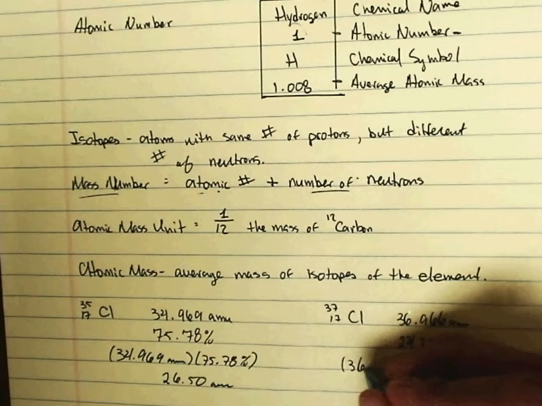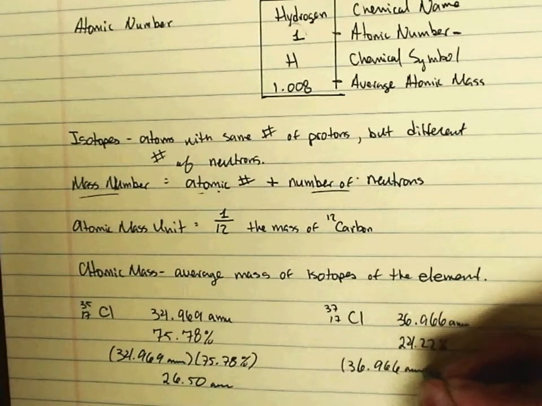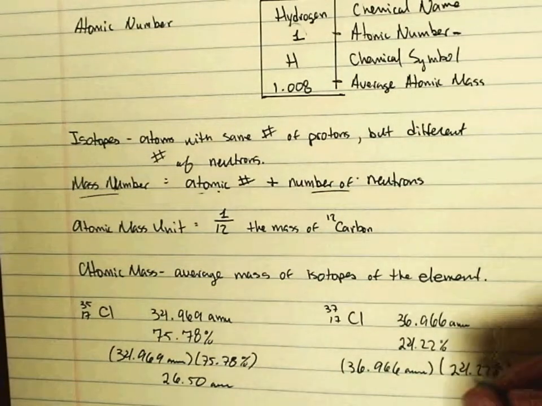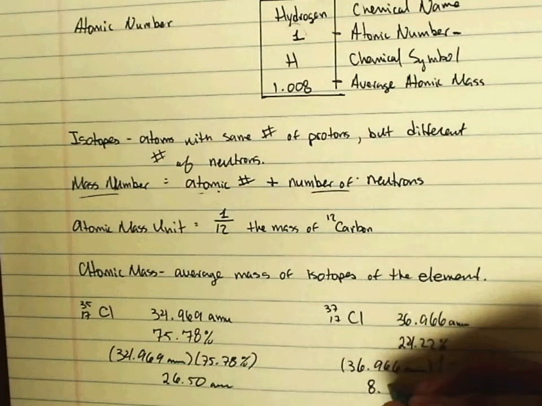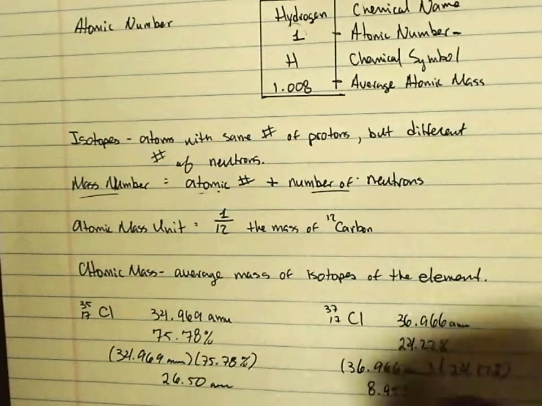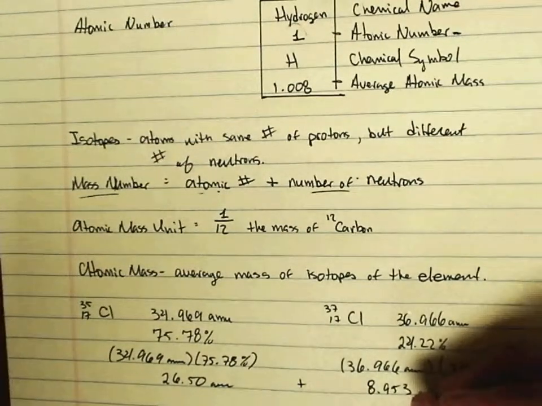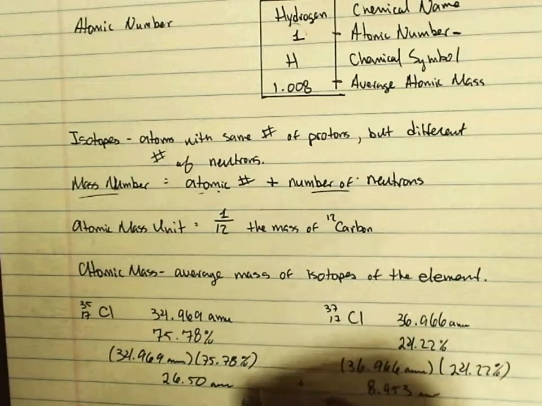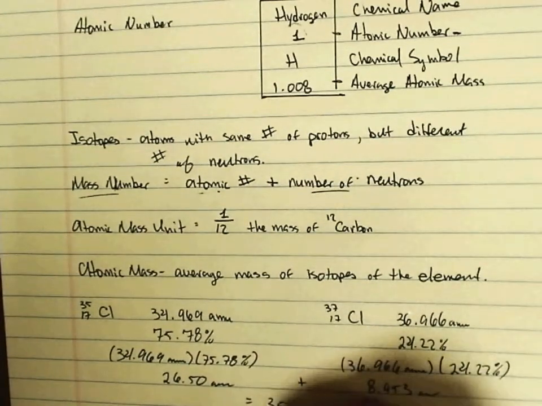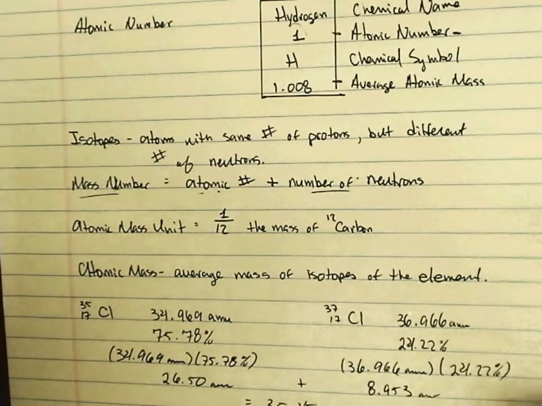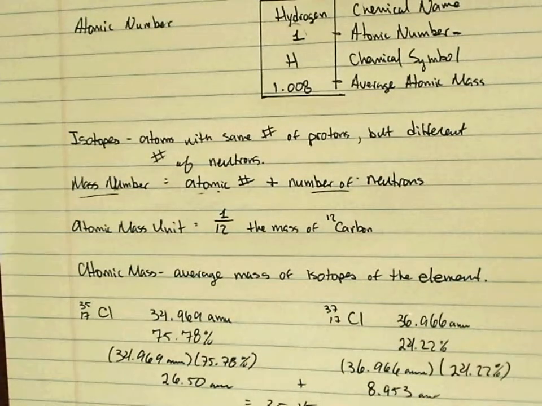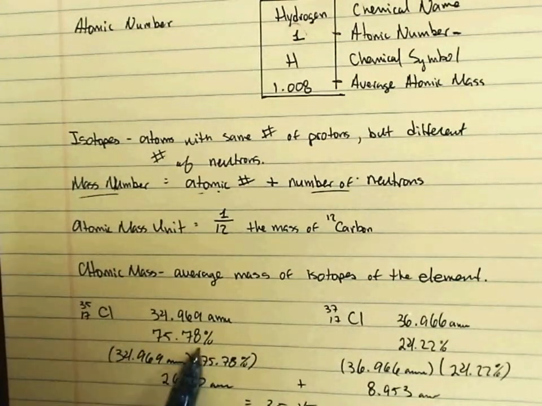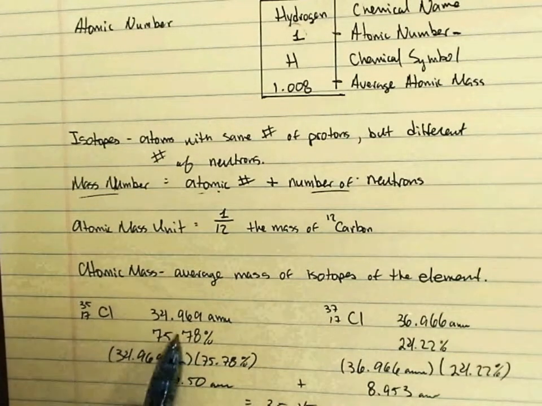We're going to do the same thing to 37, so we have 36.966 AMU, and we're going to multiply that by 24.22%. This will give us 8.953. So then we're going to add the 26.50 to the 8.953. This will give us a mass of 35.45 AMU.